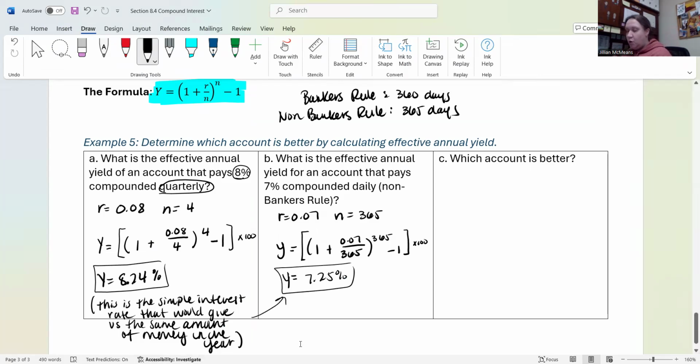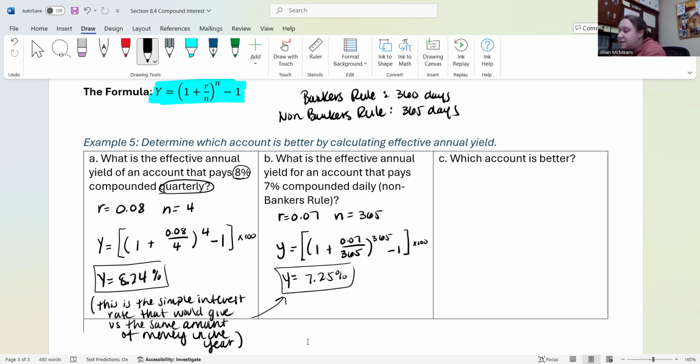So the y equals represents the simple interest rate that would give you the same amount of money in 1 year. Okay. So given the circumstances here where we have 7% interest compounded daily, the equivalent in the simple interest world would be an interest rate of 7.25%. So we would need a higher interest rate to get the same amount of money in the same time frame.